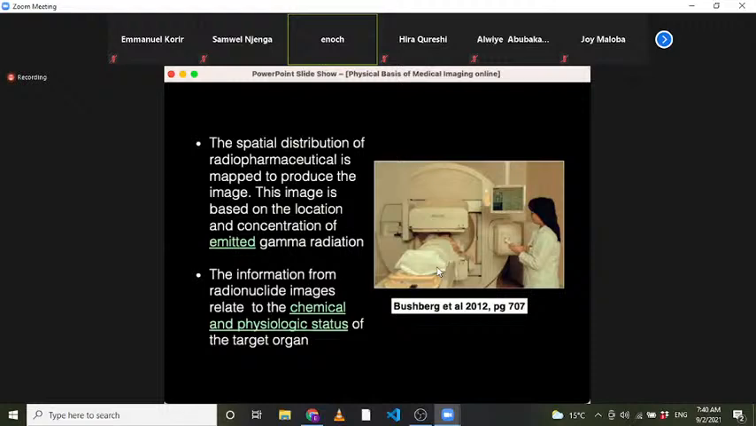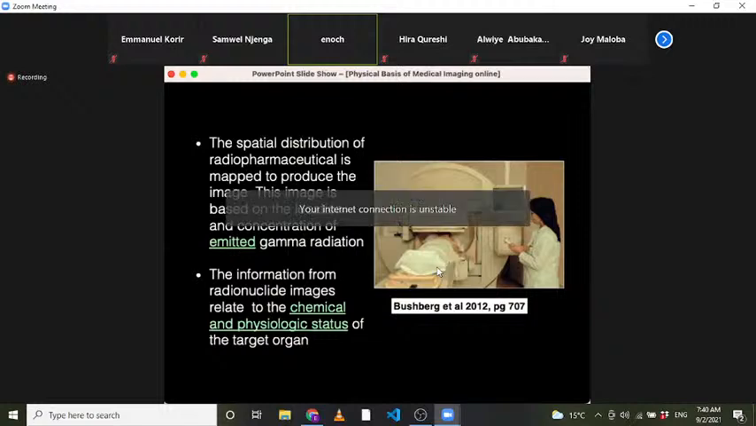And the information from the radionuclide images relates to the chemical as well as the physiological status of the targeted organ. So that's why I said it is very useful for detecting functional physiological processes within the subject. They introduce a radiopharmaceutical to see how it is being transported, how it is being excreted from the subject, like for renograms. So they want to capture if the kidney is functioning properly, they can introduce a radiopharmaceutical.